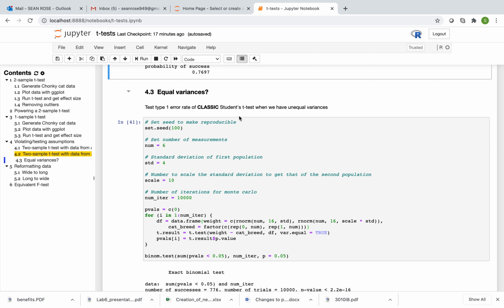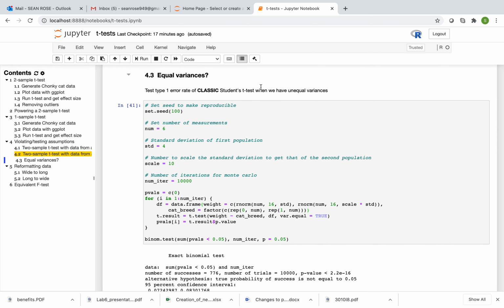So next, we're going to look at violating the assumption of equal variances for a two-sample t-test, when we're running a classic Student's t-test, so a Student's t-test without Welch's correction for unequal variances in the two populations. How we're going to do that, we're going to again set the seed. This time we're only going to do 6 measurements. I forget why I did that. It probably just gave a slightly different result.